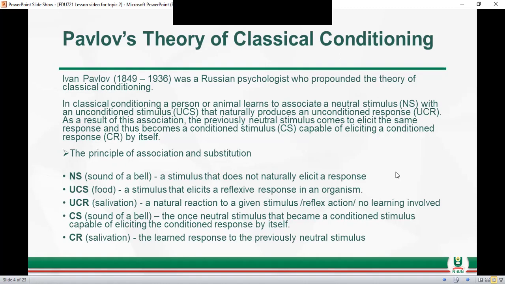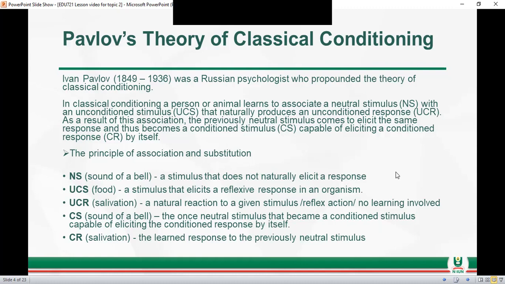learns to associate a neutral stimulus with an unconditioned stimulus that naturally produces an unconditioned response. As a result of this association, the previously neutral stimulus comes to elicit the same response and thus becomes a conditioned stimulus capable of eliciting a conditioned response by itself.